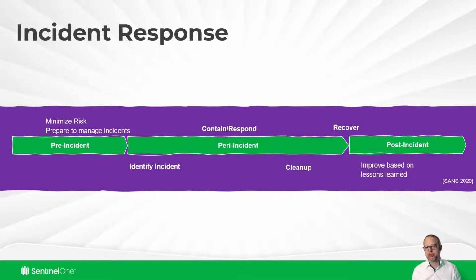And then there's the peri-incident phase, and that's what we're going to focus on in the next 15 or so minutes, and that's what you do during the incident. So from the moment that it occurs until you identify that it has occurred or is ongoing, until you work on containment and responding to the incident, and then cleaning up afterwards and recovering. And then when you're done, there's the post-incident phase in which you can improve your process, improve your protections based on the lessons that you learned.